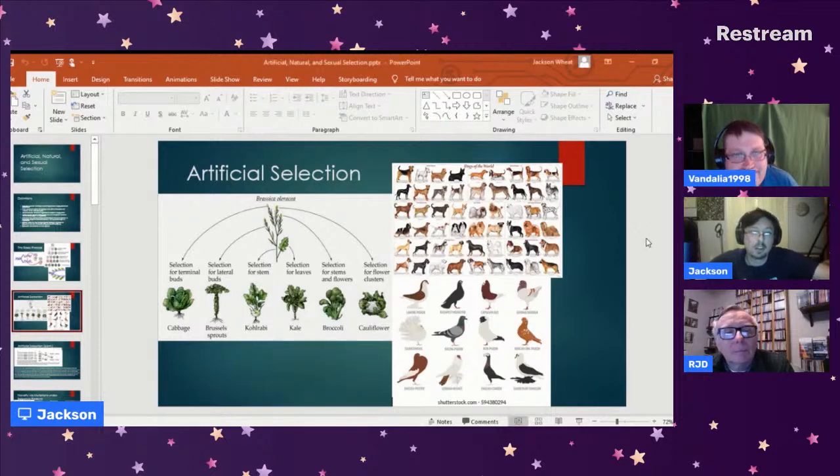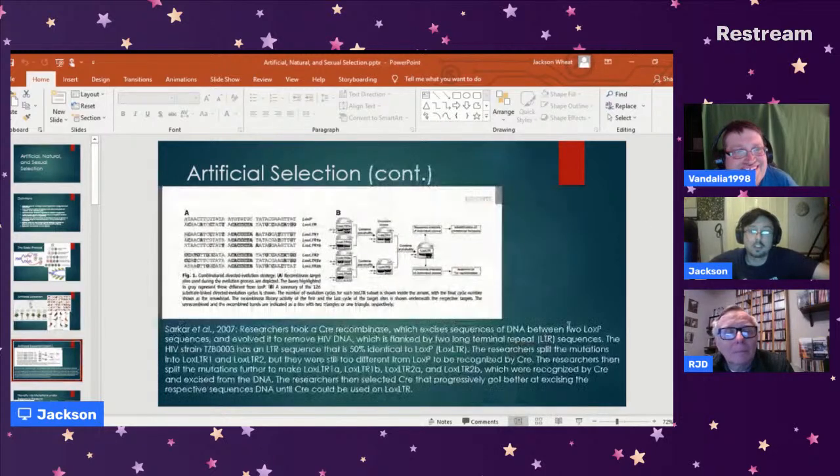So artificial selection, good? Oh yeah, we got the basics down. All right, so that's it on a very simple, sort of Darwinian scale. So now we're going to bring it to the modern day with this slide.